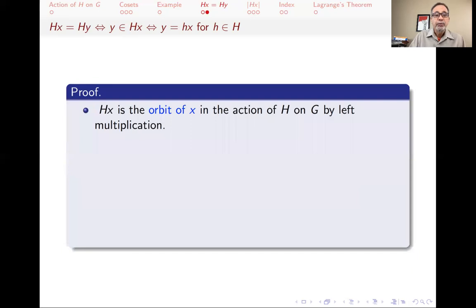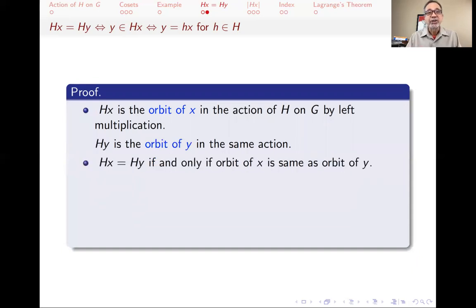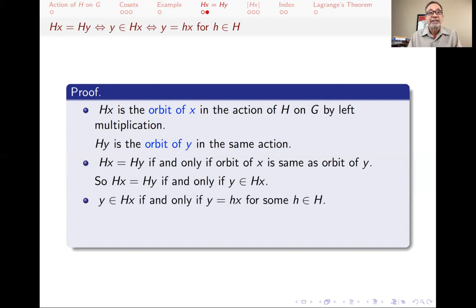So Hx is the orbit of x in the action of H on G by left multiplication. Hy is the orbit of y on the same action. To say that Hx equals Hy is the same as saying that the orbit of x is the same as the orbit of y, and that's the same as saying that y is in the orbit of x, which is Hx. So that first thing is just knowing that these guys are orbits, and therefore, if the orbits are the same, this guy's in that orbit and that guy's in this orbit. And if y is in Hx, that's the same as saying that y equals little h times x for some h in H. That's what capital Hx means.